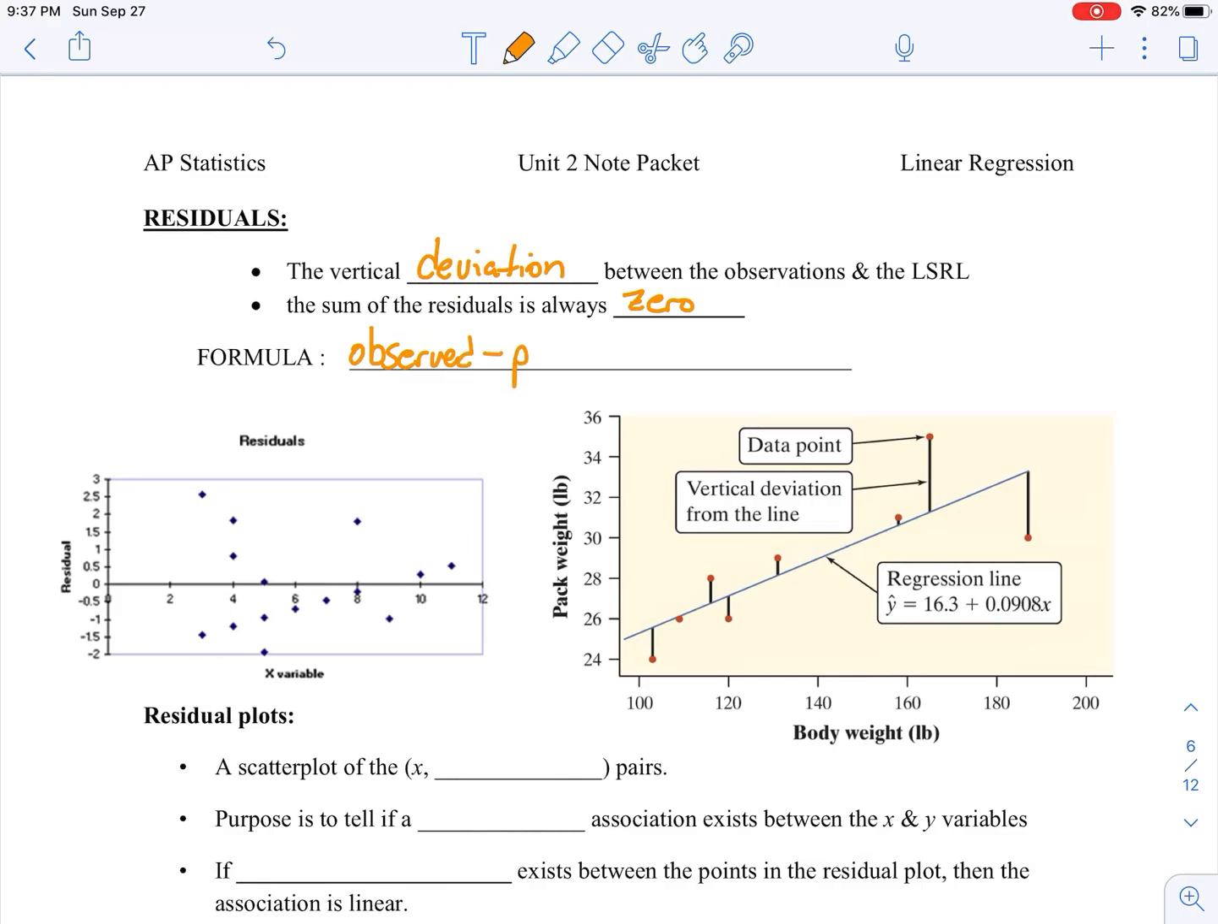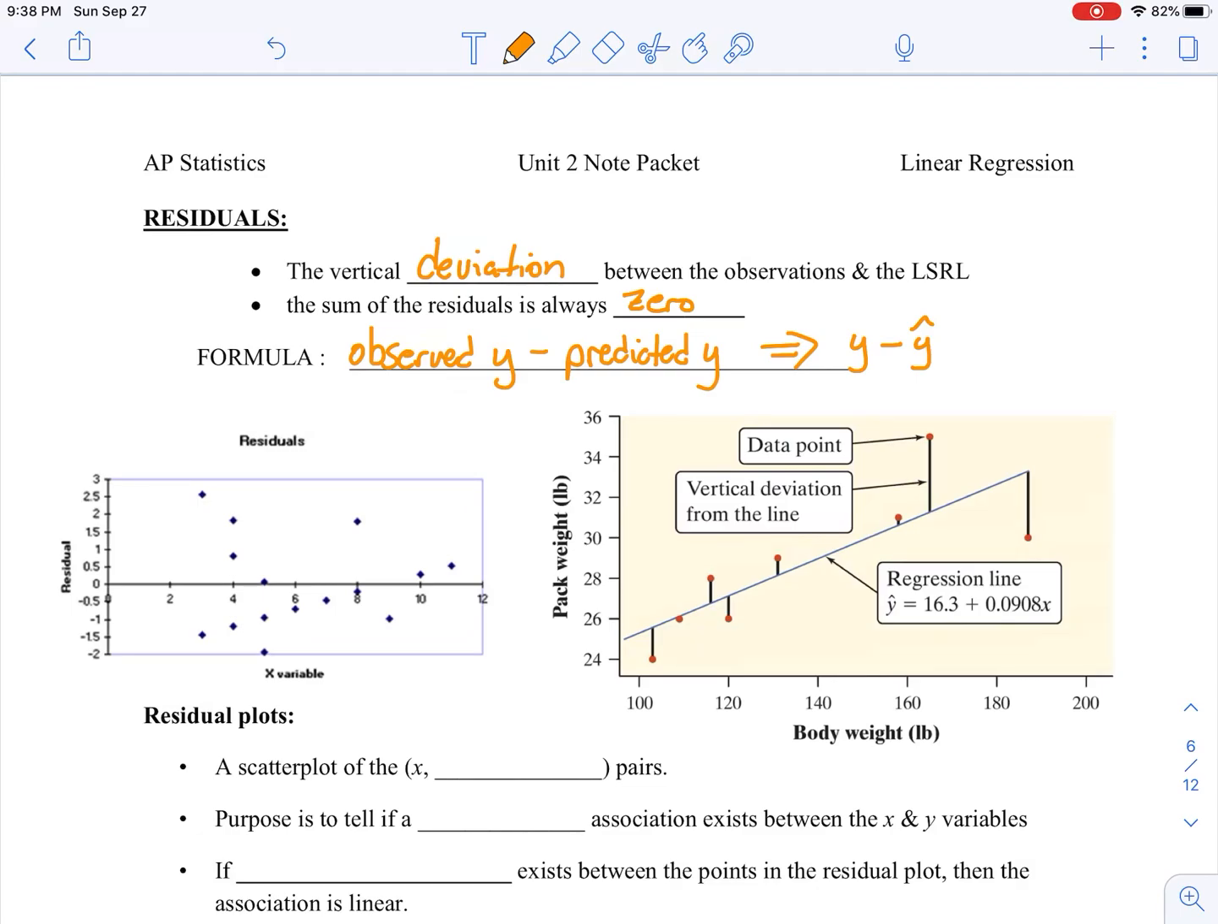Let's back up a step. Observed y minus predicted y. Or in other words, if we had to write this out in equation form, the observed y would be just y. The predicted y, remember a prediction is given by the hat. So y minus y hat is going to be the residual. Okay?